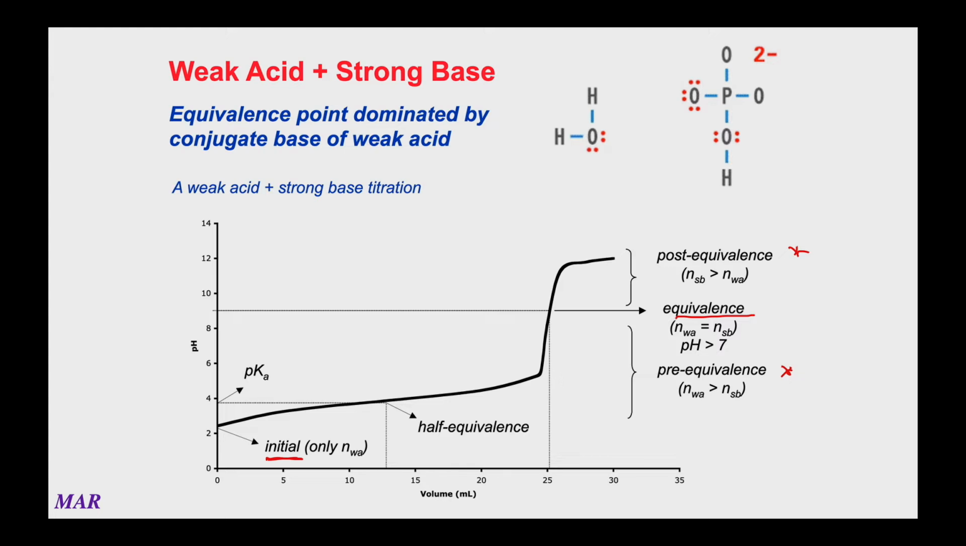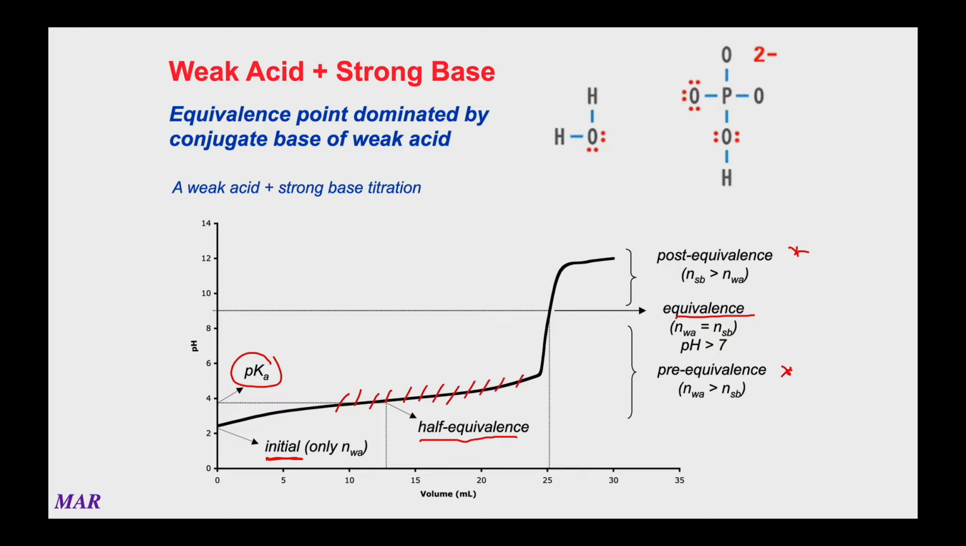Notice that there is a half equivalence point. And when you're dealing with weak acids, or weak bases for that matter, half equivalence is a great way to solve for Ka. When it comes to pKa, we're going to see that pKa and pH are the same at half equivalence. Also, there's a very flat region kind of right in here, and they call this the buffer region.